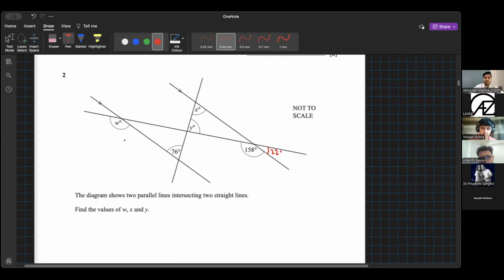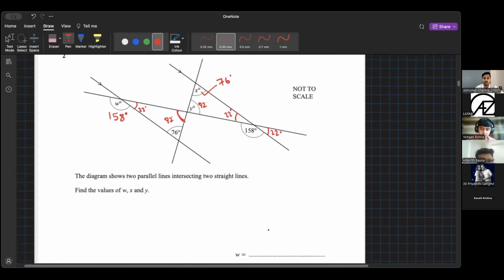If this is 158, this will also be 158, that is w. Corresponding angle: if this is 22, this will also be 22, right? If this is 76, this is 22 again. If this is 22 and this is 76, this will be how much? This is 98, so 82. So y is 82. X is 76, right?